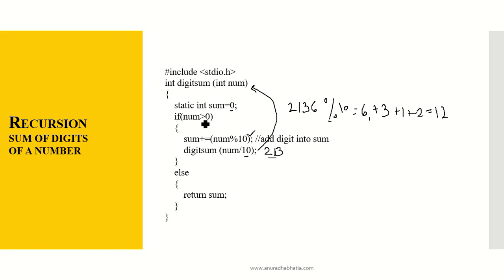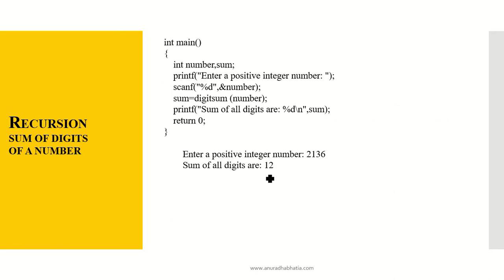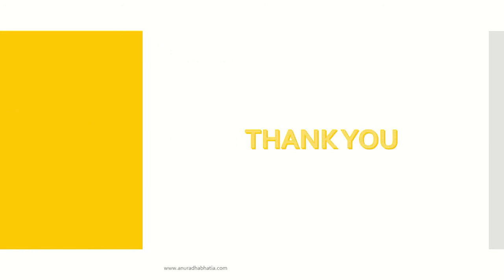So it is now equal to 0. So it is not greater. It will come here. It will say return sum. And my answer will be printed as the sum of all the digits is 12. This is the recursion to find out the sum of digits of a number. So this is how recursion works at various levels of programming. Thank you.